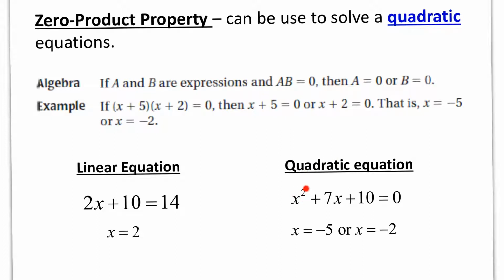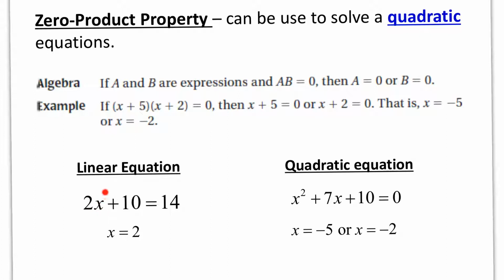Quadratic means degree of 2, so the highest exponent is 2. Cubic means 3. Quartic means 4. Quintic means 5. And you guys have many, many more degrees. So what I'm trying to say is the degree tells you how many answers you will have in that equation. So if you have a linear, degree is 1.